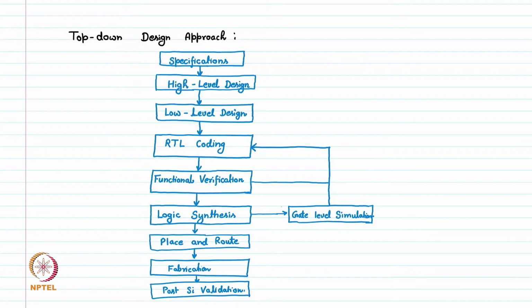So this is the top down design approach where we start with the system specifications. We go for the high level coding, then the low level coding, then RTL design. At that RTL design, we do Verilog based coding or VHDL based coding to implement the desired function. Once we implement the function, then we know whether we have implemented it correctly or not.